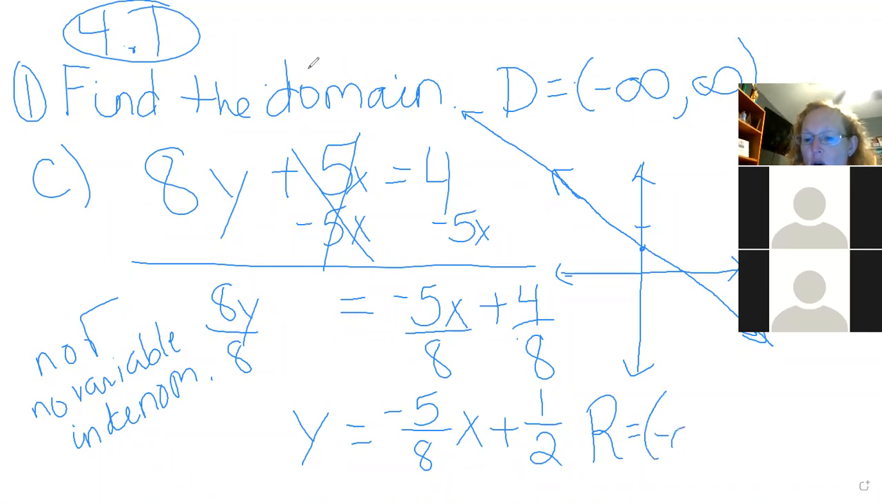Our range is also negative infinity to infinity, because it goes all the way to the bottom and it also goes all the way to the top.